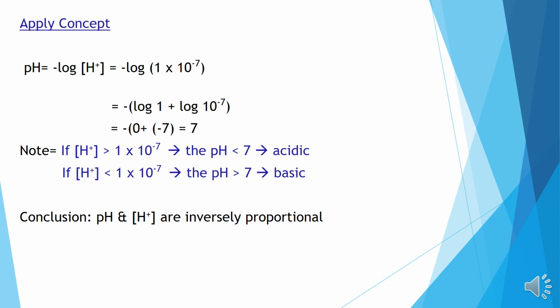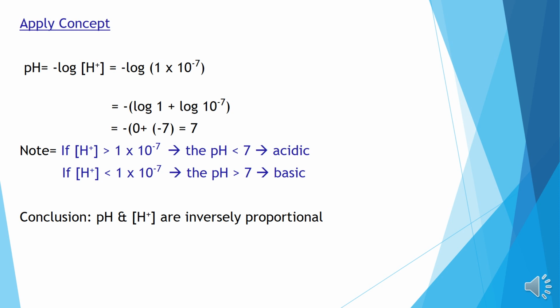Here let's apply it on numbers. We have minus log 1 times 10 to the power minus 7, so minus into log 1 plus log 10 to the power minus 7, so it is equal to minus 0 plus, because log 1 is 0 and log 10 to the power minus 7 is minus 7 log 10, where log 10 equals 1. So the answer will be 7.